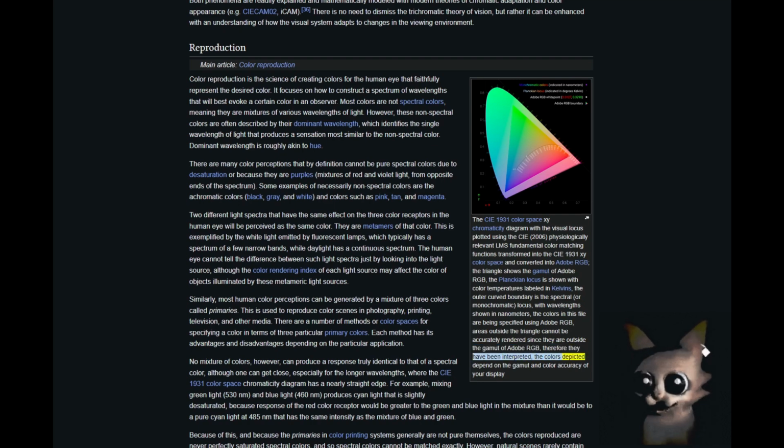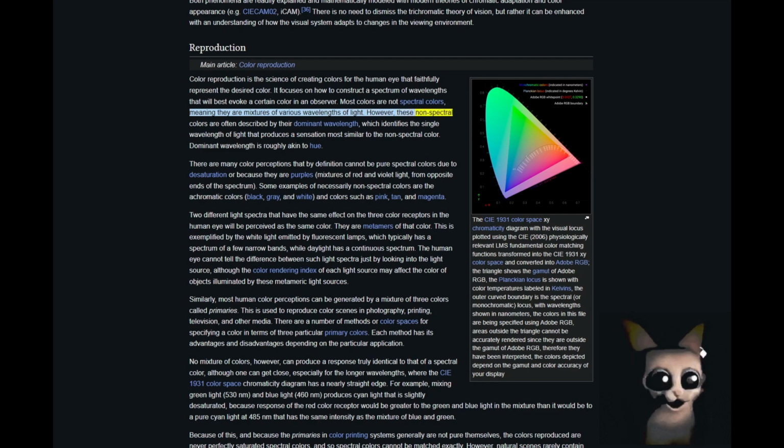The colors depicted depend on the gamut and color accuracy of your display. Color reproduction is the science of creating colors for the human eye that faithfully represent the desired color. It focuses on how to construct a spectrum of wavelengths that will best evoke a certain color in an observer. Most colors are not spectral colors, meaning they are mixtures of various wavelengths of light.